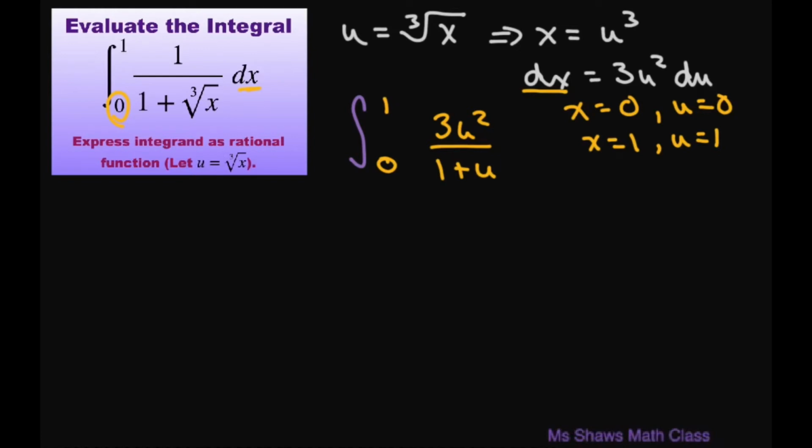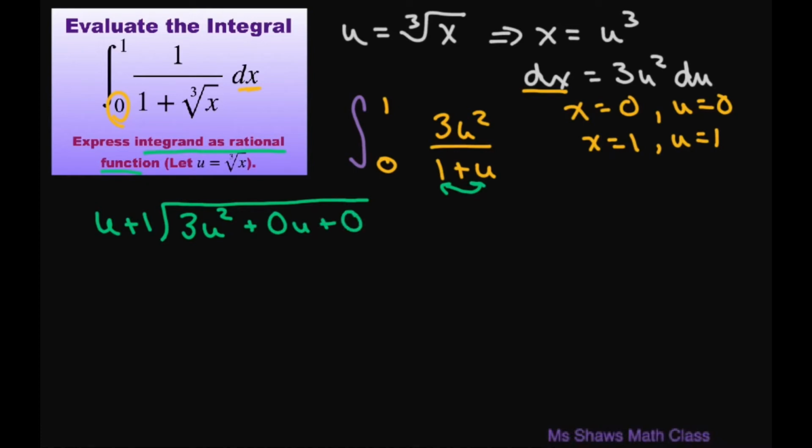Now that we have that, let's go ahead and divide this out. We have to express it as a rational function. It's improper right now. So I'm going to take my u plus 1, flip these around, and divide it into my numerator. Now 3u squared, I'm going to put placeholders here like that. So what times u gives you 3u squared, and that would be 3u. That's going to give you 3u squared plus 3u.